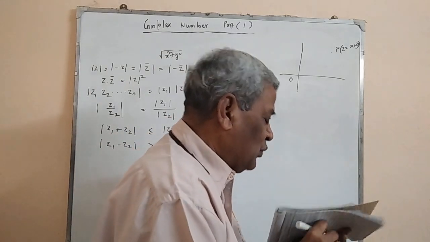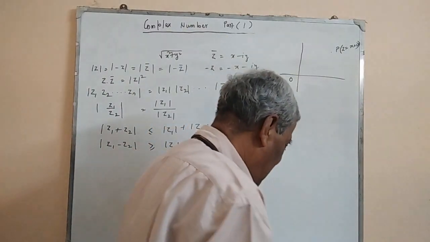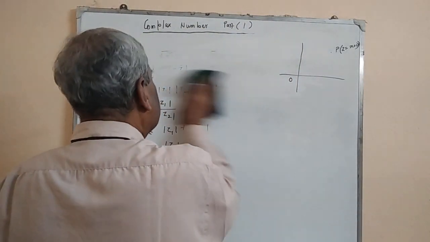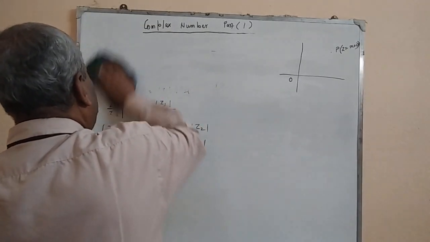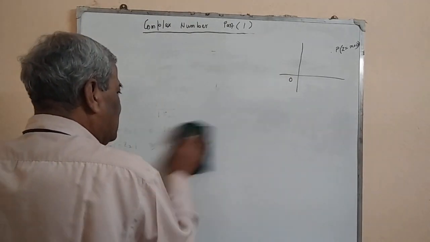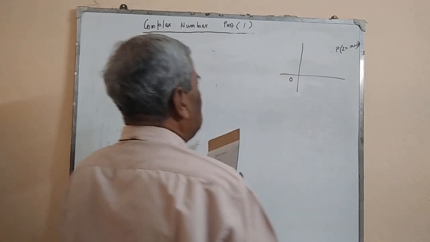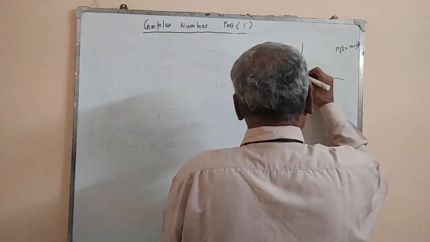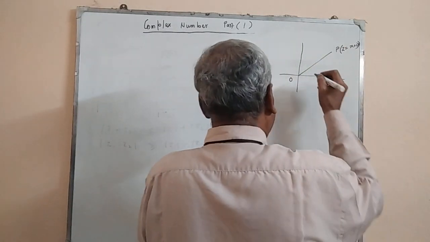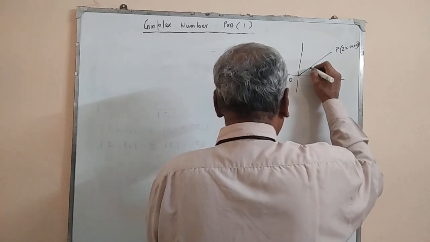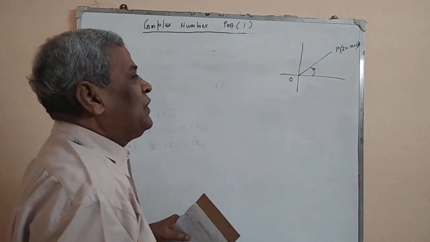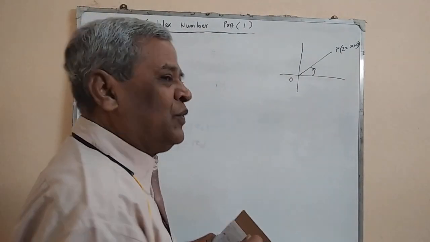Next we discuss the argument. The argument of any complex number Z, say x plus iy, is nothing but joining the origin in the Argand plane to that point, and the angle which it makes with the real axis. If it is theta, then theta is the argument of the complex number Z is equal to x plus iy.